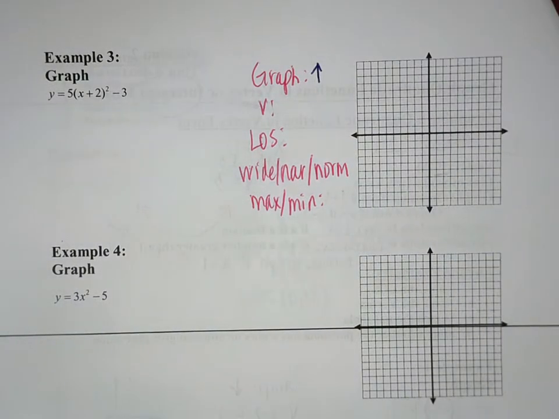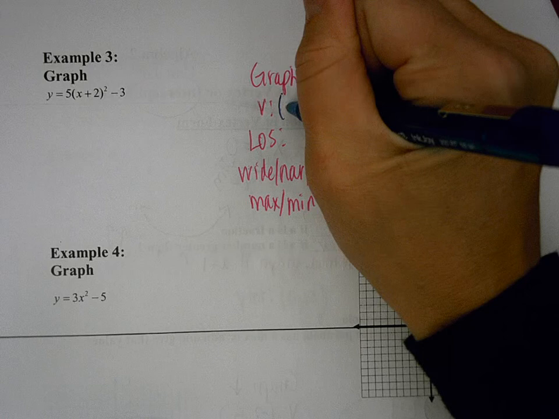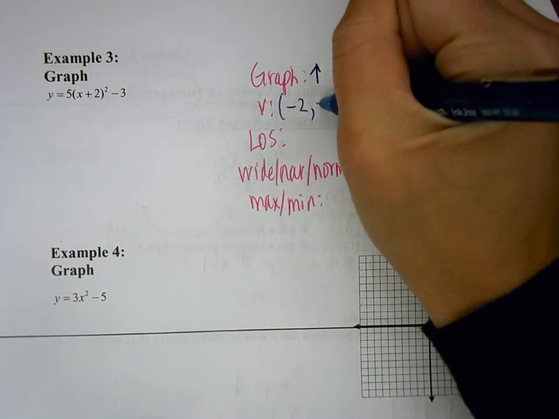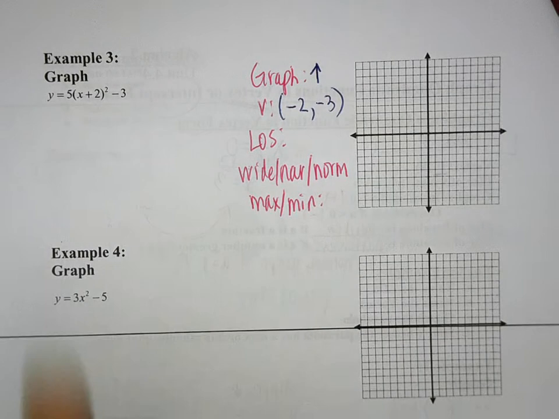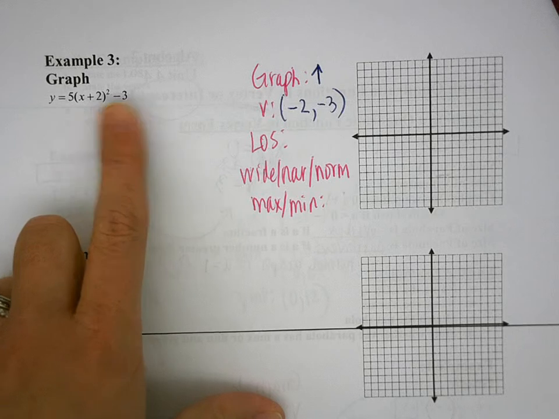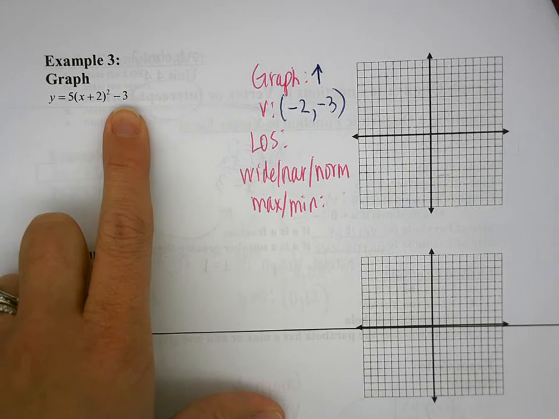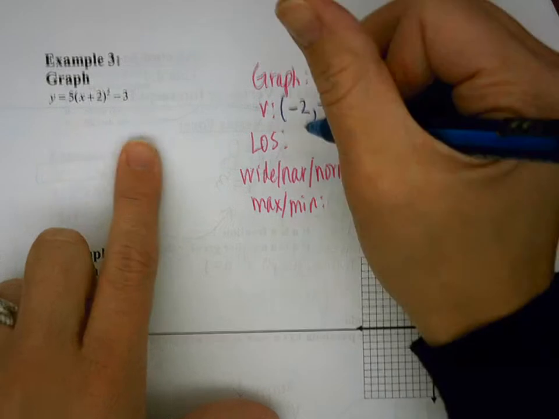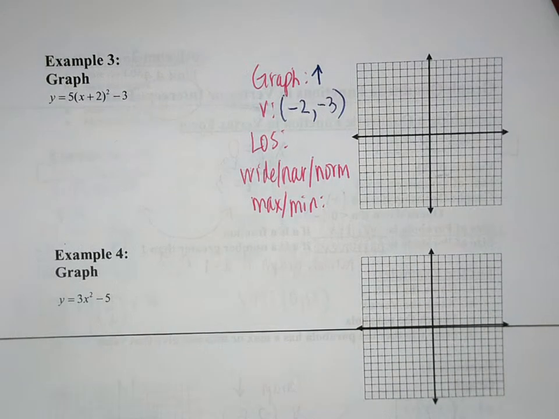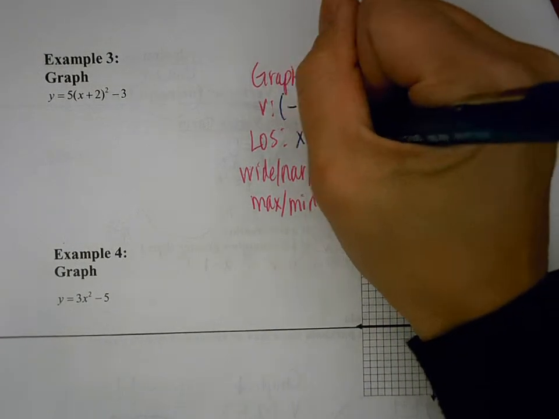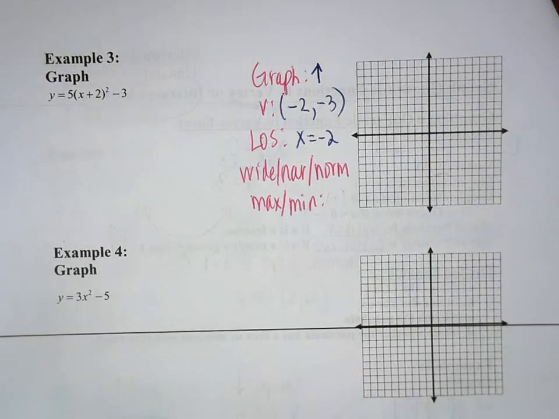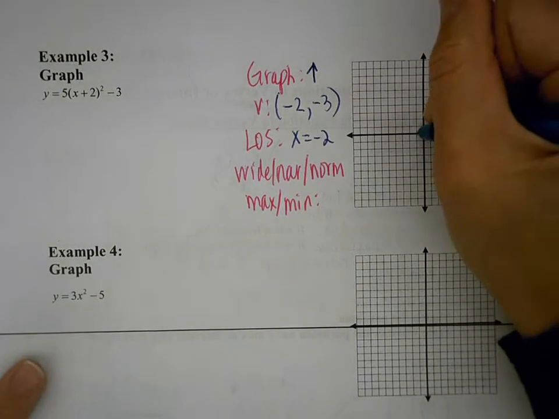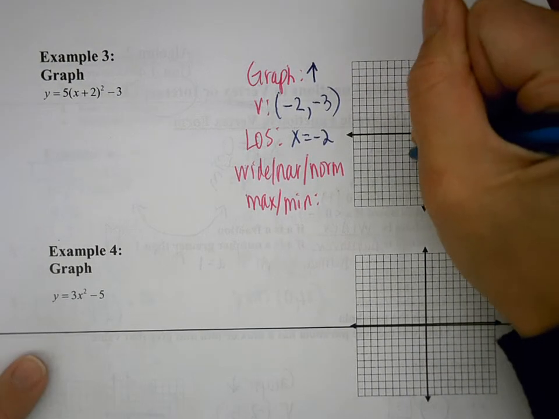Our vertex is going to be what? Good, -2, -3. Because the only thing that changes signs is what's in here. Whatever's out here, it stays that same number. Okay, what is your line of symmetry on here? Not -2. Thank you very much. X equals -2 is correct. So let's go to graph this. We go left 2, down 3, make our point.